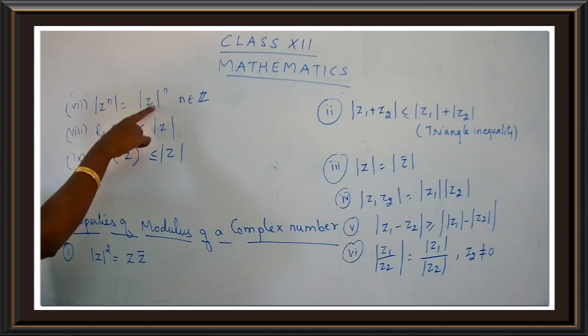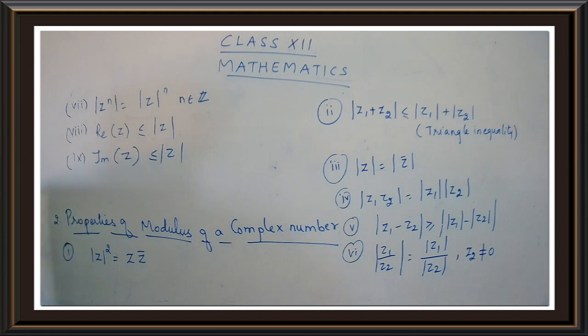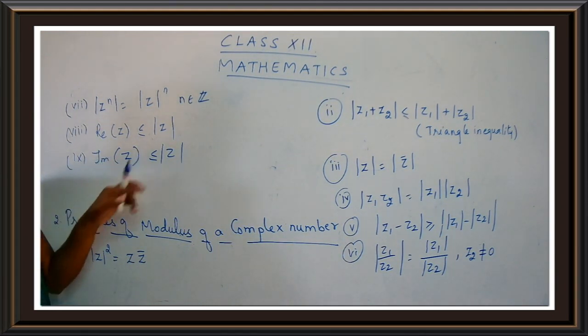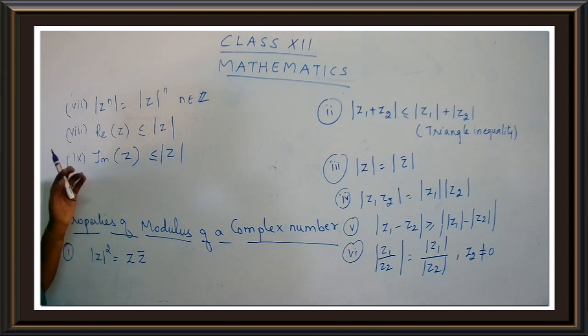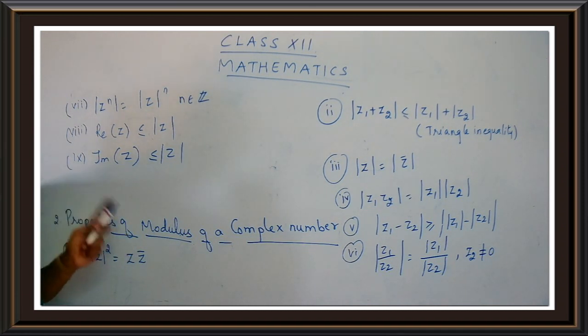Real part of Z is always less than or equal to modulus Z, and in the same manner, imaginary part of Z is also less than or equal to modulus Z. These are the properties. You have to know the properties like we learn the formulas and identities, children. Why do we learn the formulas and identities? So that we can apply them in the problem and get the answer. Similarly, you are going to study and understand these properties and apply them in the exercise sums.